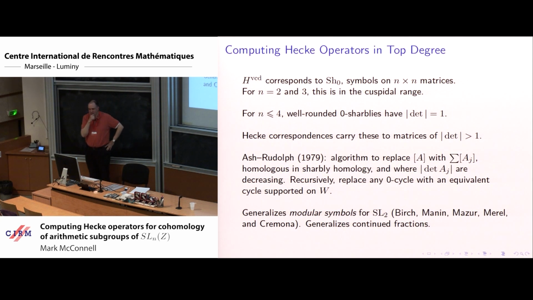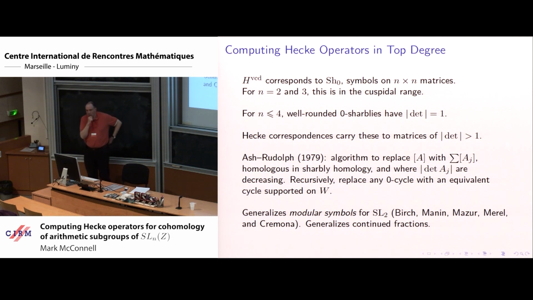Okay, but now I haven't said what you actually do to compute these Hecke operators. So first, let's talk about H in the VCD. In other words, cohomology of the locally symmetric space in the maximal possible degree that will carry cohomology. I know it's hard to chase through all the sizes of things. This is the best for Steinberg because in the VCD, that corresponds to 0 Steinberg, which is square matrices, not rectangular. So we just computed with square matrices. For n equals 2 and 3, that's within the cuspidal range. So a lot of the papers considered it for that reason.